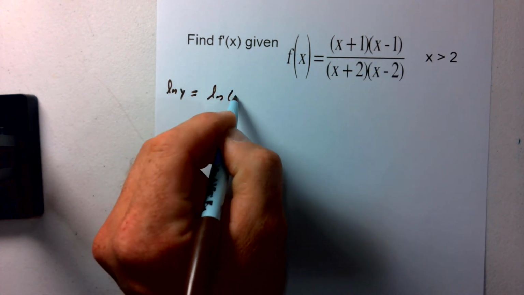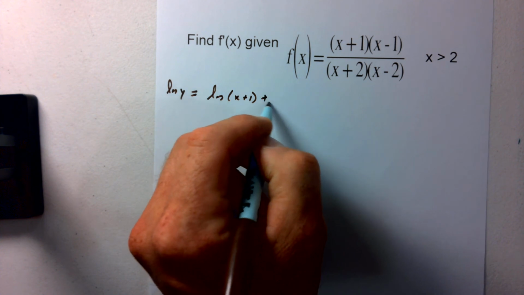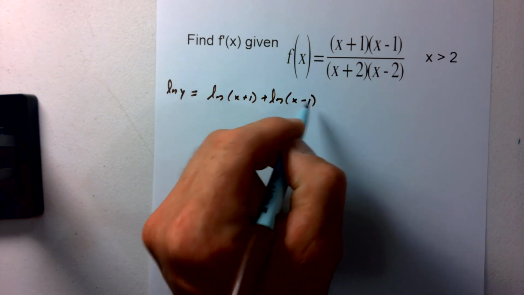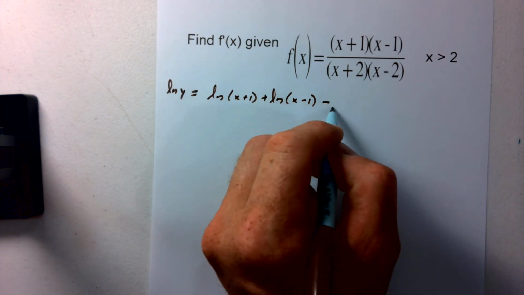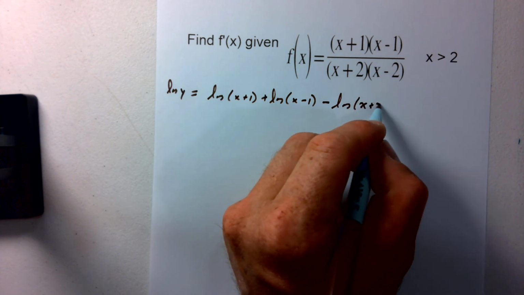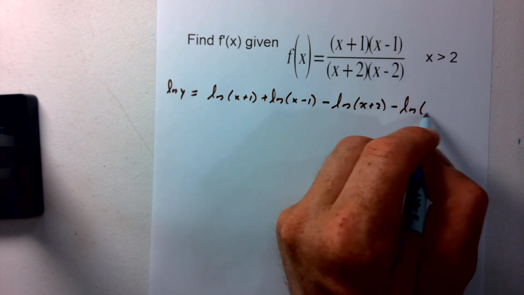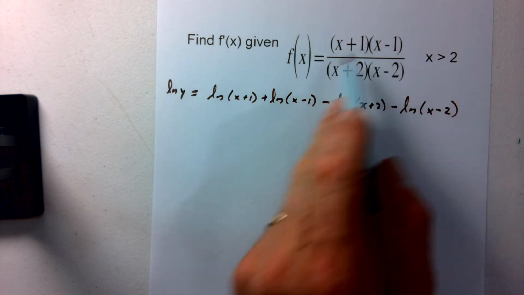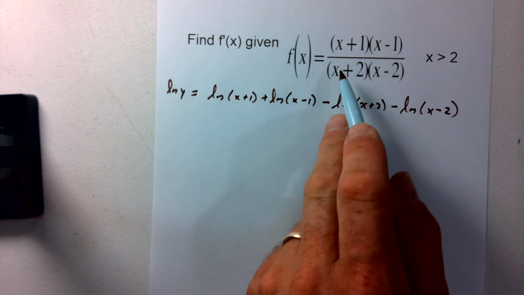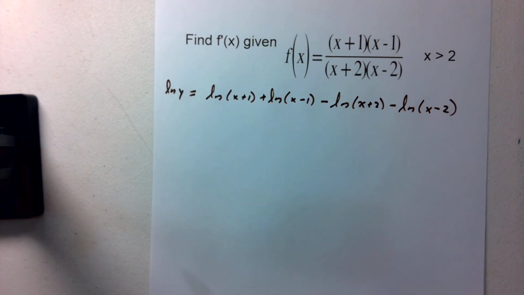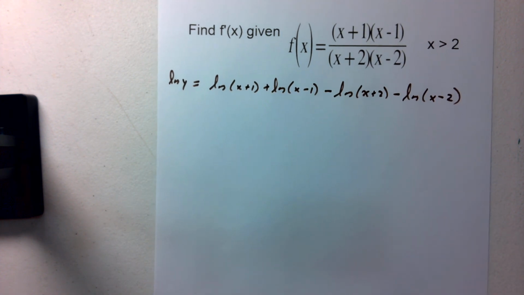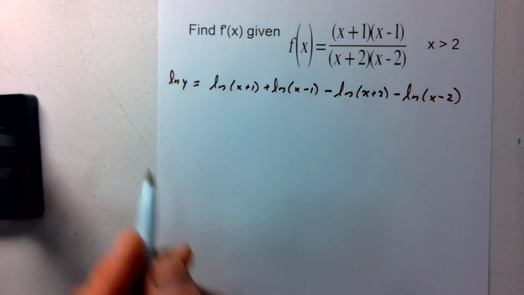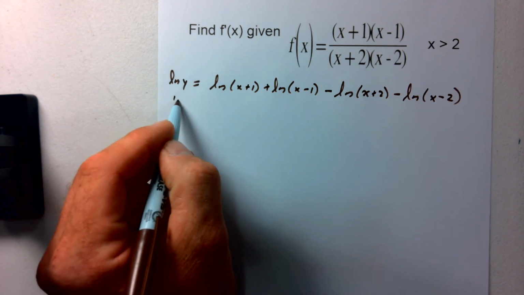So I have the natural log of x plus 1 plus the natural log of x minus 1 minus, since they're in the denominator, the natural log of x plus 2 and minus the natural log of x minus 2. So again, in the numerator it's going to be addition, it's going to be a positive natural log. Denominator is going to be a negative natural log. Hopefully your pre-calculus teacher taught you pretty well with logs and the properties of logs. Go ahead and find our derivative.